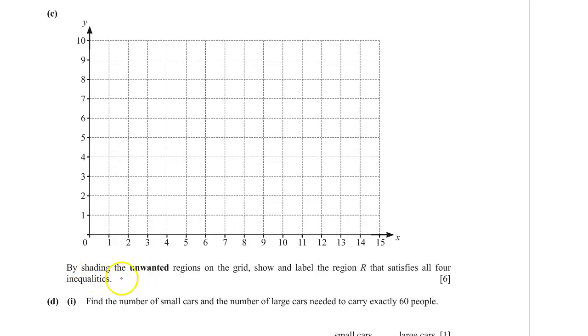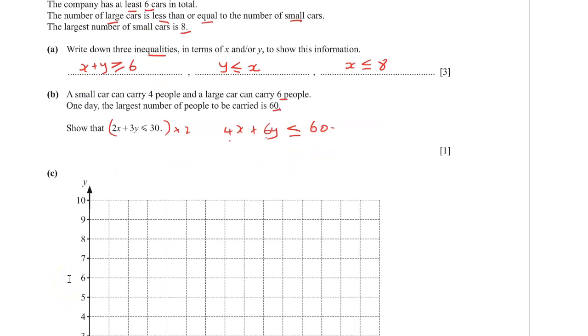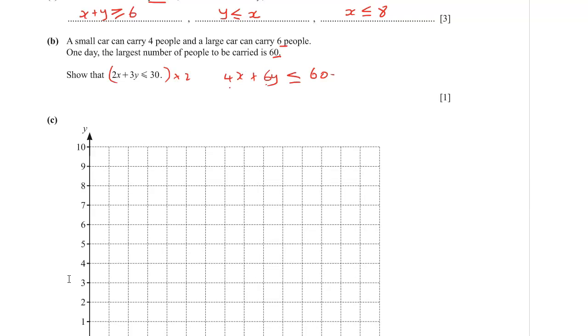By shading the unwanted region of the grid, show and label the region R that satisfies all 4 inequalities. The 4 inequalities are: x plus y is less than or equal to 6, y is less than or equal to x, and x is less than or equal to 8.